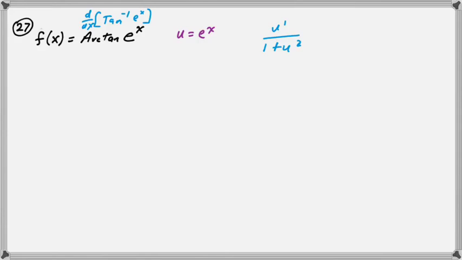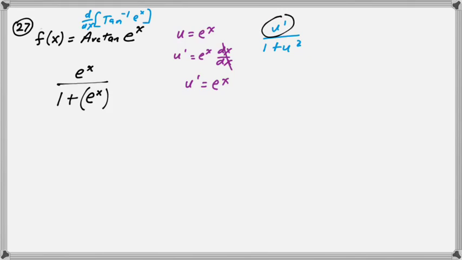U is e to the x, right? What's u prime? The derivative of e to a power is e to the same power times the derivative of the power. So is u prime also equal to e to the x? So if I was to do u prime over 1 plus u squared, yes, you need to know that a power to a power, you multiply exponents. So here's your answer for this one.